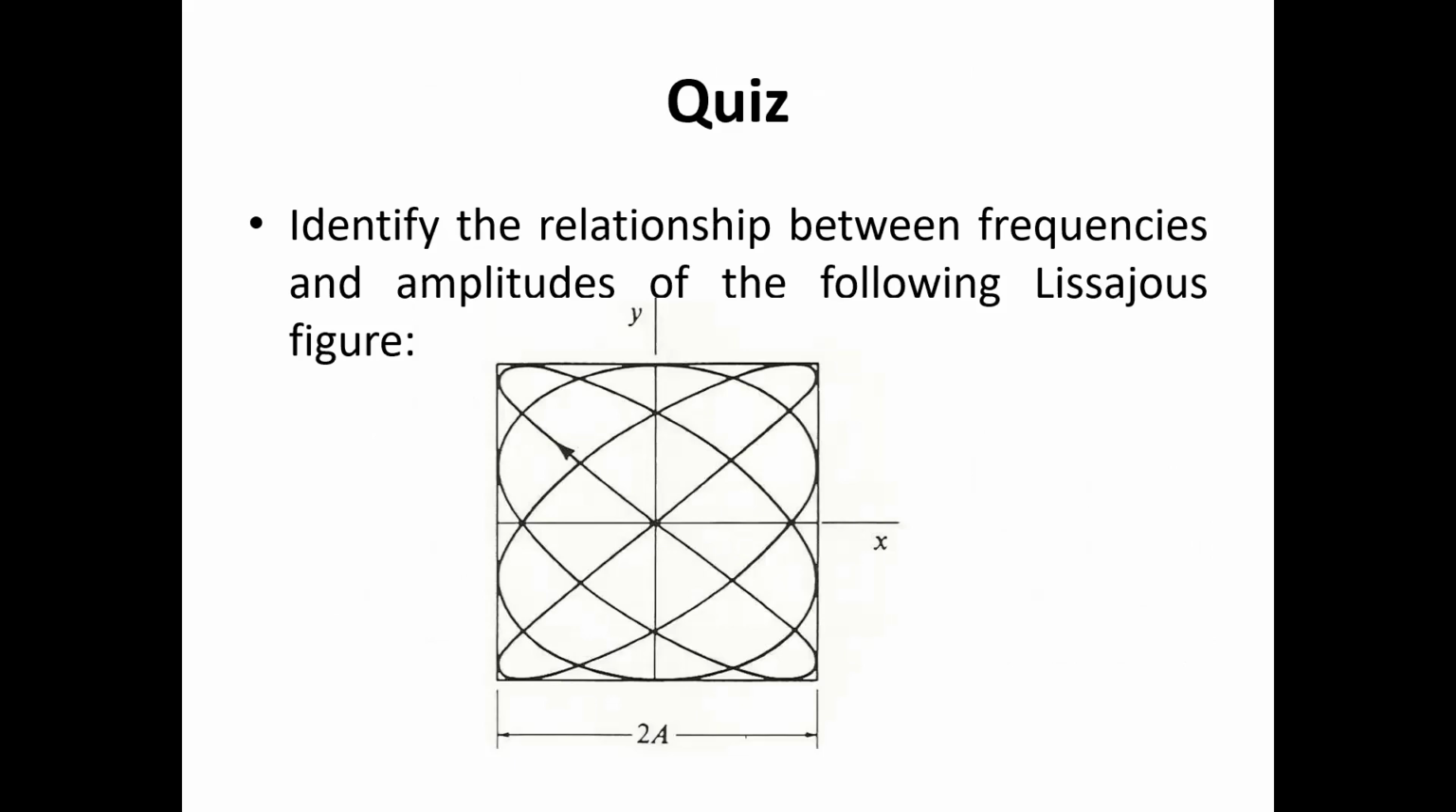So there's a quiz. Identify the relationship between frequencies and amplitude of the following Lissajous figure. The trick for doing this is a relationship that we know: the ratio of the frequencies is equal to the ratio of the points at which the figure touches the lines parallel to the x and y axis.